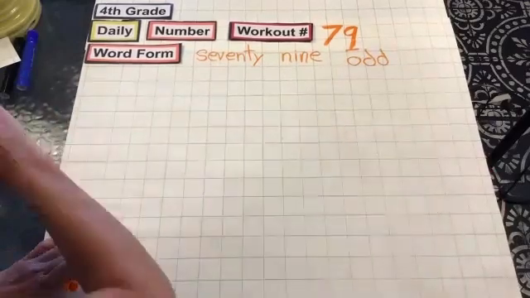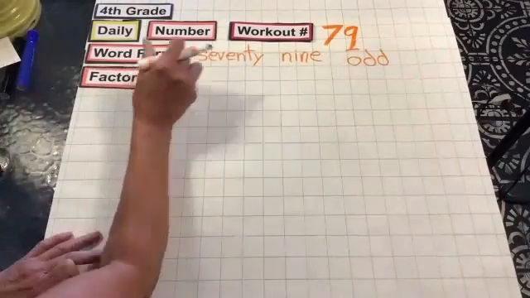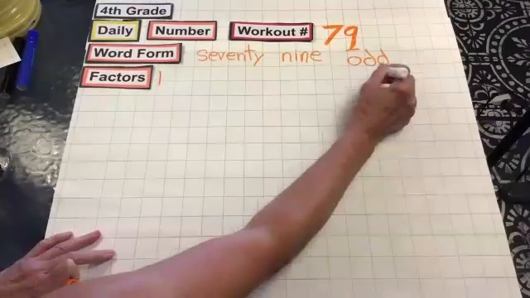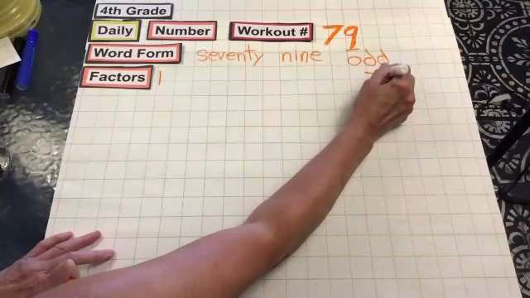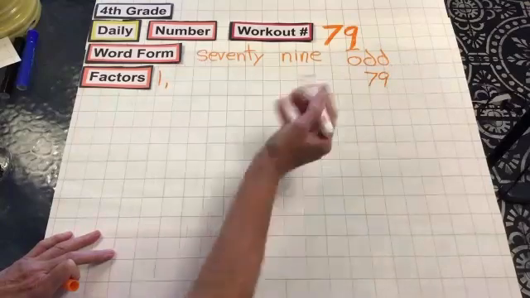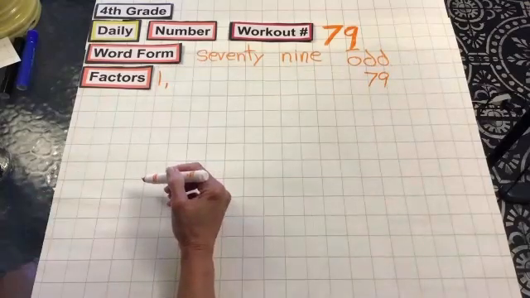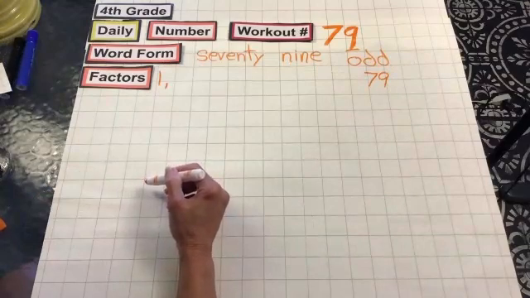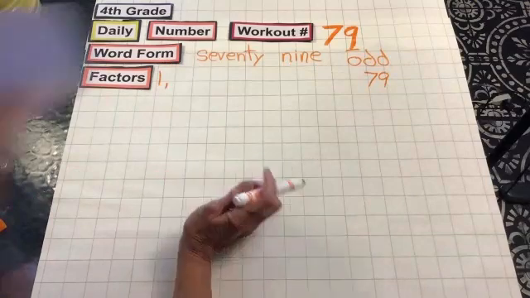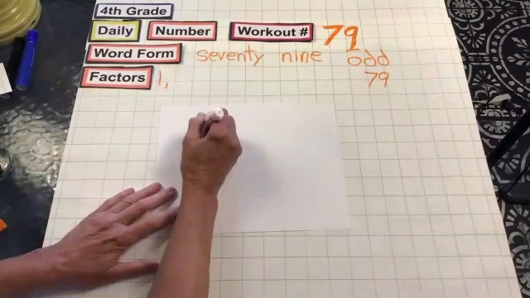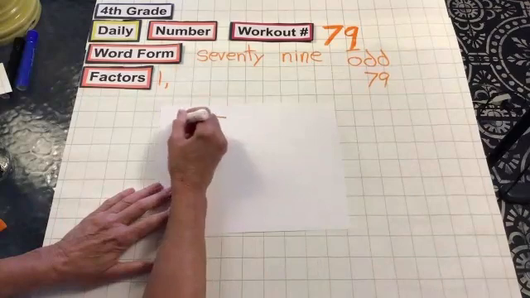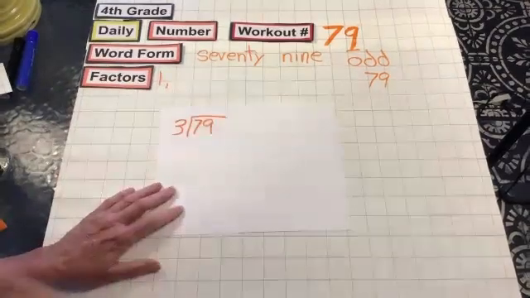All right, so we're moving right along to our factors. We have 1 times 79, of course, equals 79. 2 doesn't go in because it's odd. 3, who knows? Let's try it out. Let's see if 3 would go into 79, and it has to go in evenly. If there's any remainders, that doesn't work.